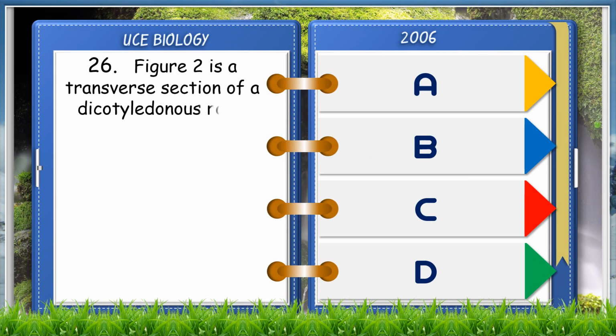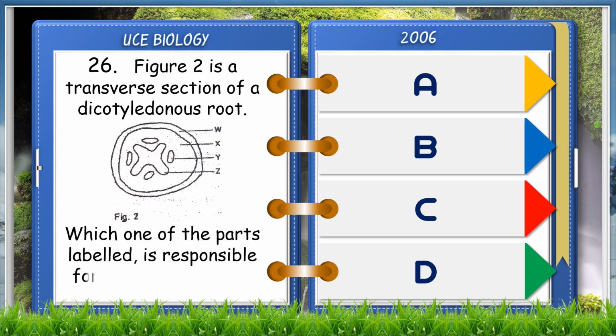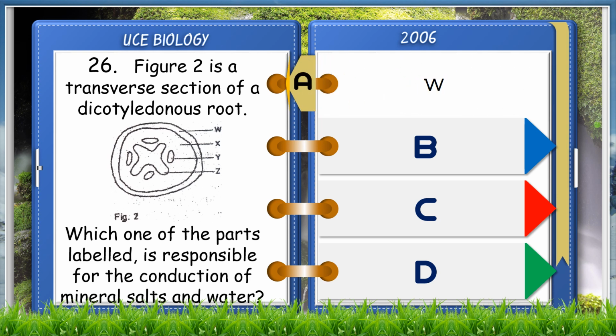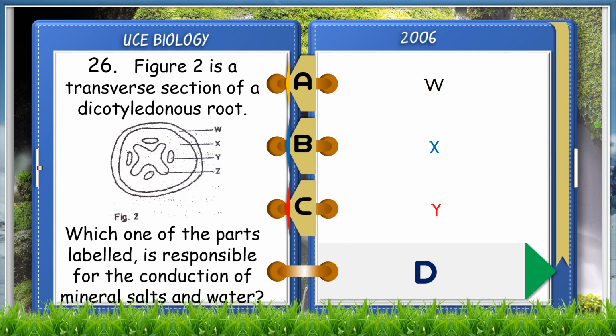Figure 2 is a transverse section of a dicotyledonous root. Which one of the parts labeled is responsible for the conduction of mineral salts and water? A. W. B. X. C. Y. D. Z. The answer is D. Z.